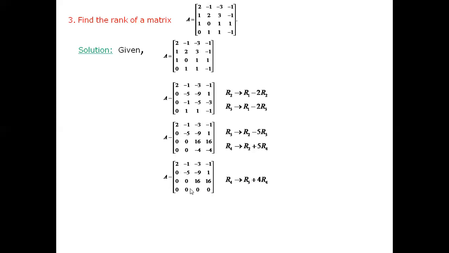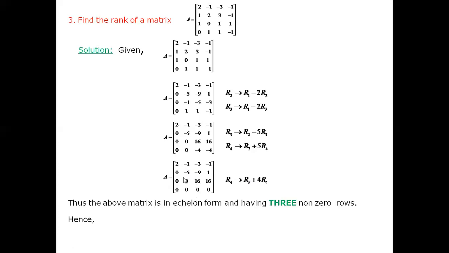So the last row is completely 0. Just leave this. And if you look at this, this is the principal diagonal, right? And you can notice that the elements below the principal diagonal are zeros. So this is said to be in echelon form, and by leaving this, if we count, there are 3 non-zero rows. So the rank of the matrix is 3. So this is how we can find the rank of a matrix.